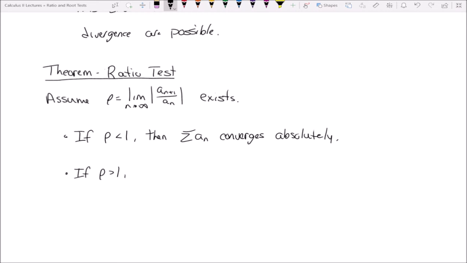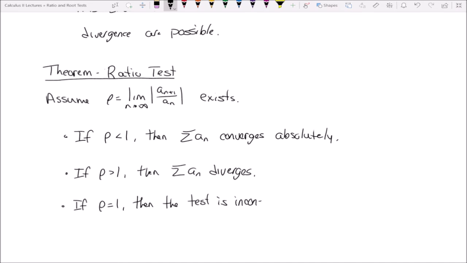If rho is greater than 1, then the series a sub n diverges. If rho is 1, then this test is inconclusive.